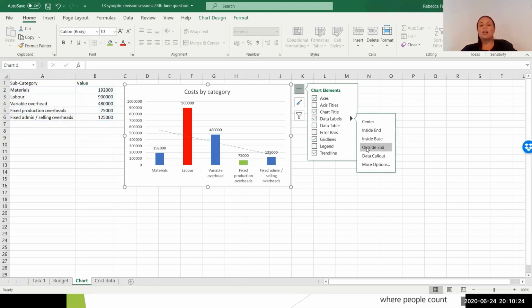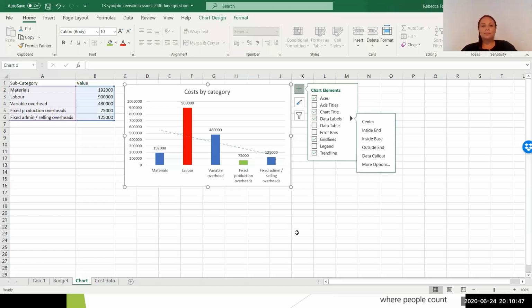Jill's asked, how long should this task take in the exam? Well, I make them up. So in the exam, you've got 1 hour and 45 minutes for your spreadsheets. I'd probably say you'd get about 45 minutes for doing this task in the exam. But I'm not sure because I kind of just pop in everything that I think is useful.